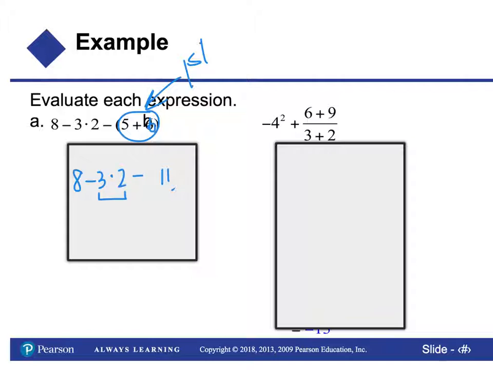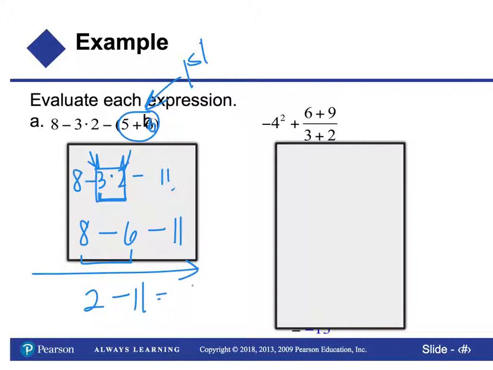So next I have to multiply before I subtract. So that's because technically that's not a 3, nor is that a 2. That's a 3 times 2. So it's 8 minus 6 minus 11. Now we're going to go from left to right. 8 minus 6 is 2. And 2 minus 11 is negative 9.